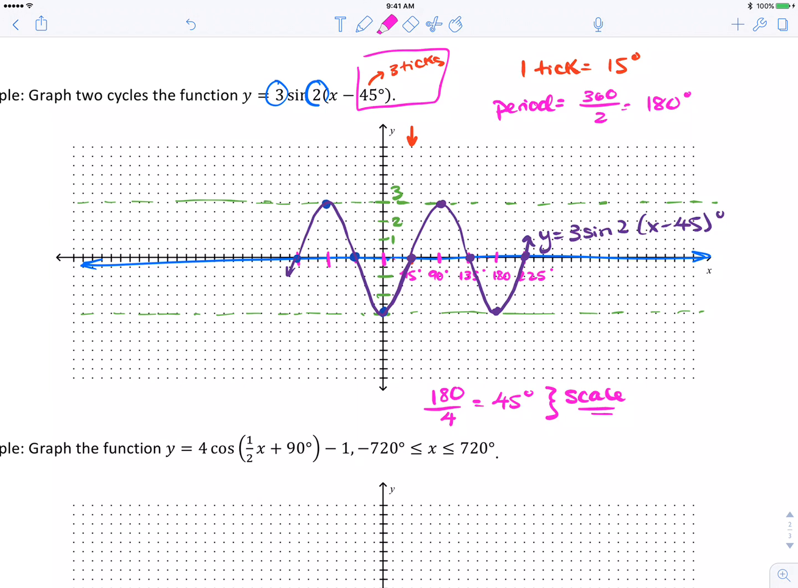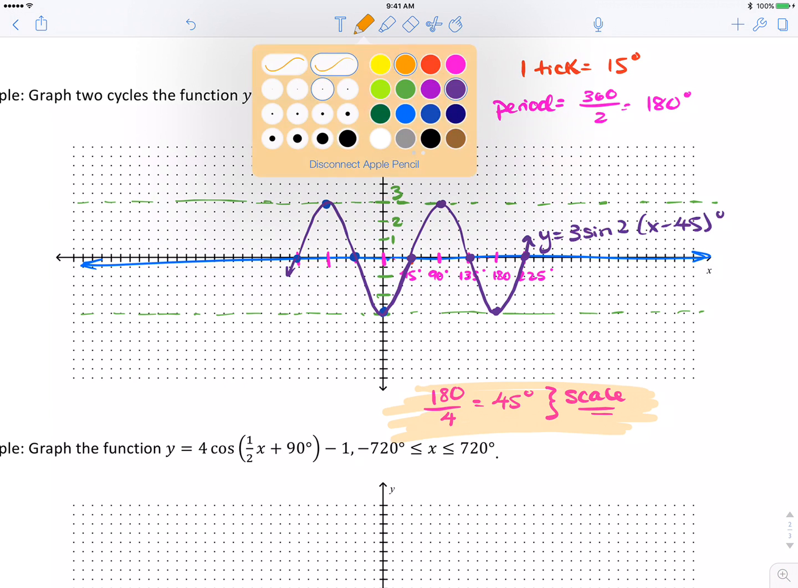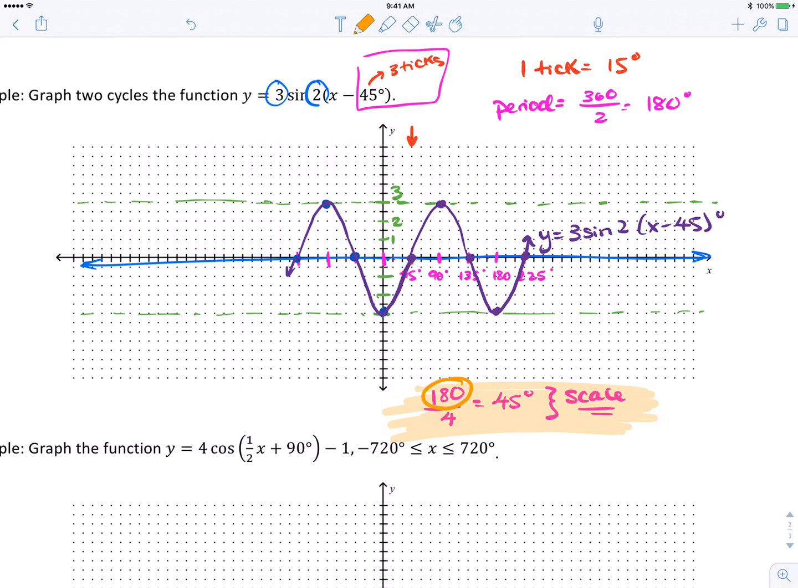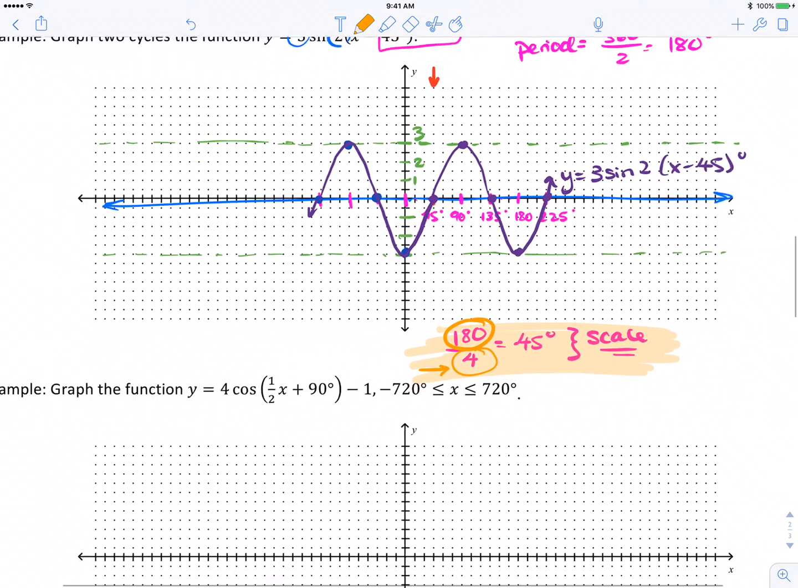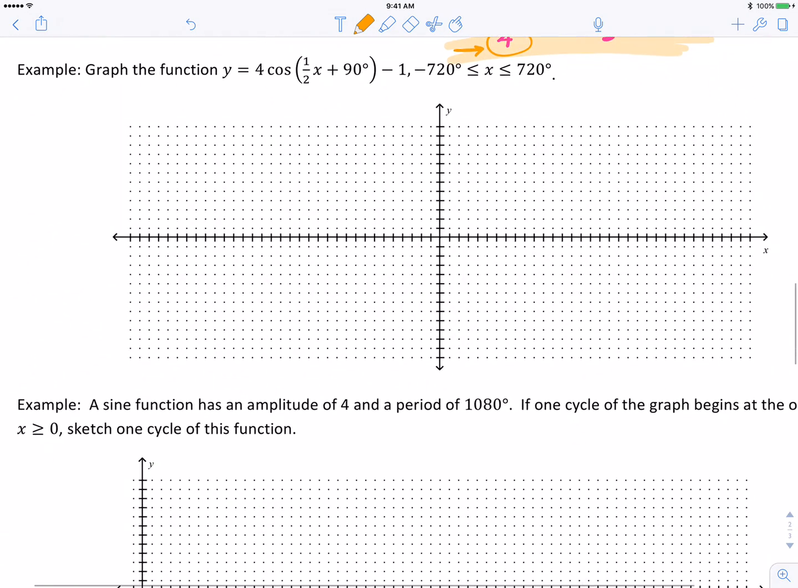So if there's anything you could take away from this while I'm not there to reiterate today, it's about finding the scale. Every time to find your scale, you take your period and divide it by 4. The 4 is always the same. Pause if you need a second to copy that down, and we'll continue on to the next example.